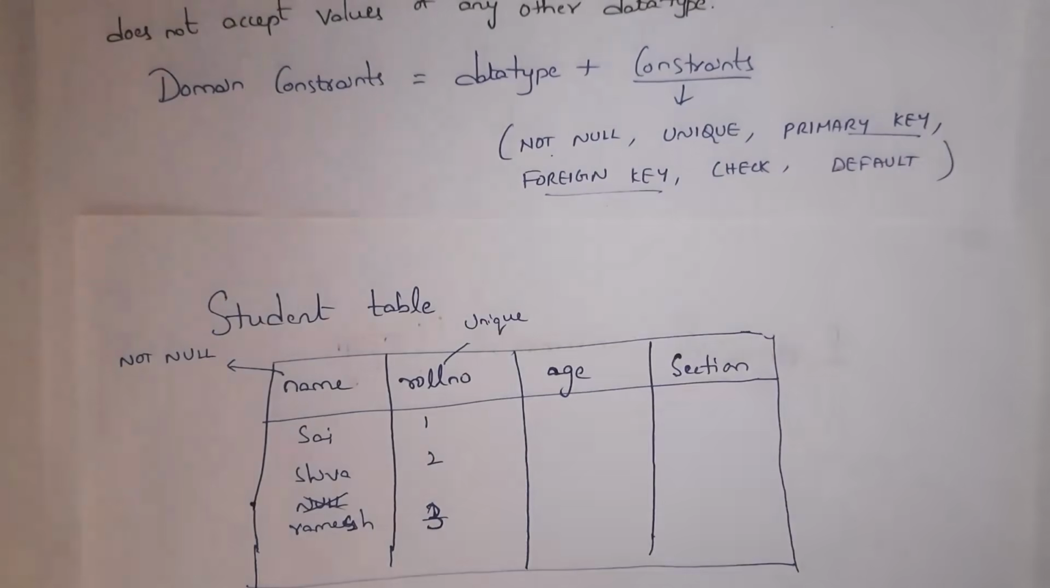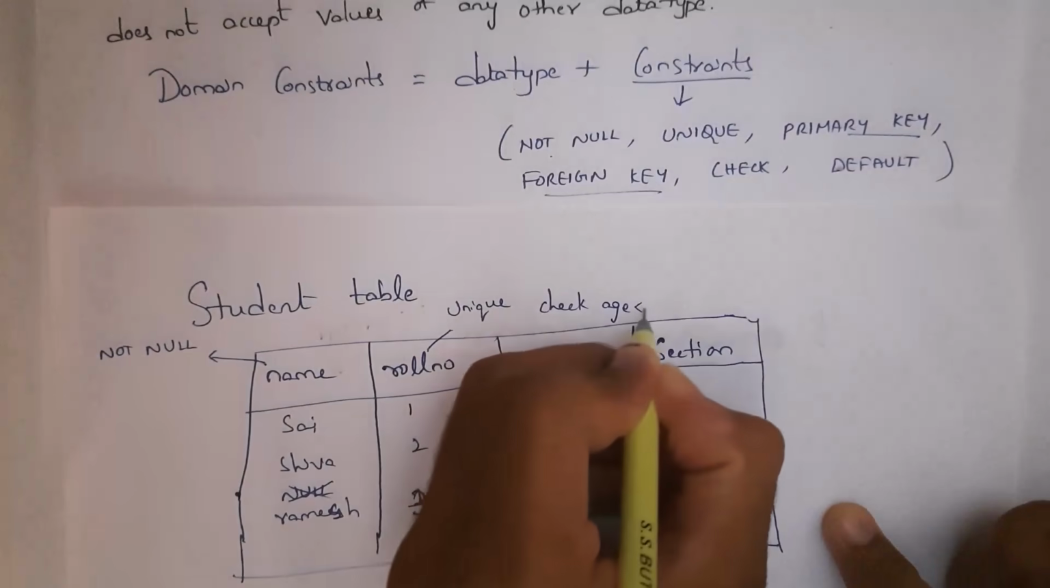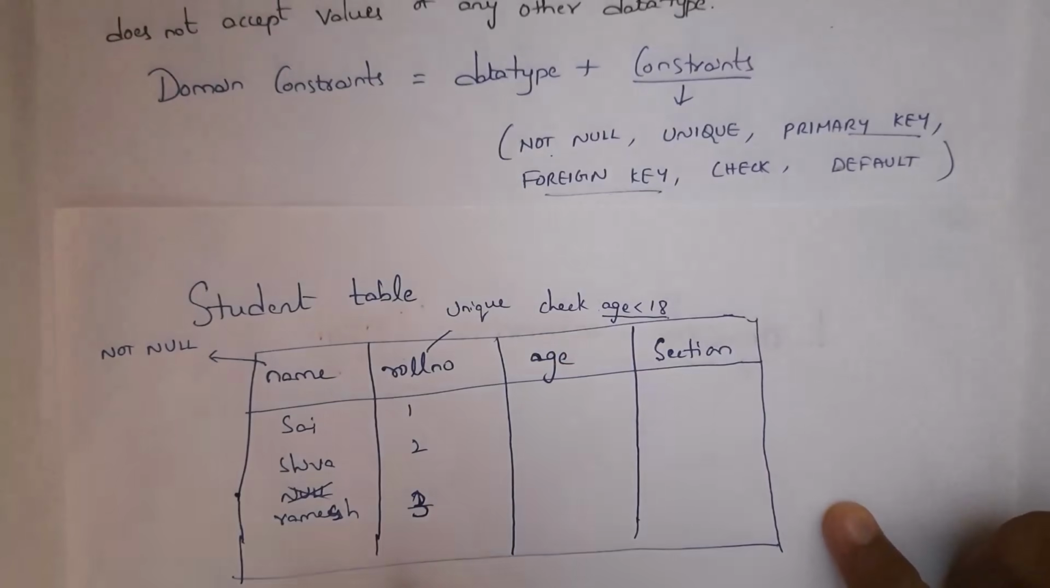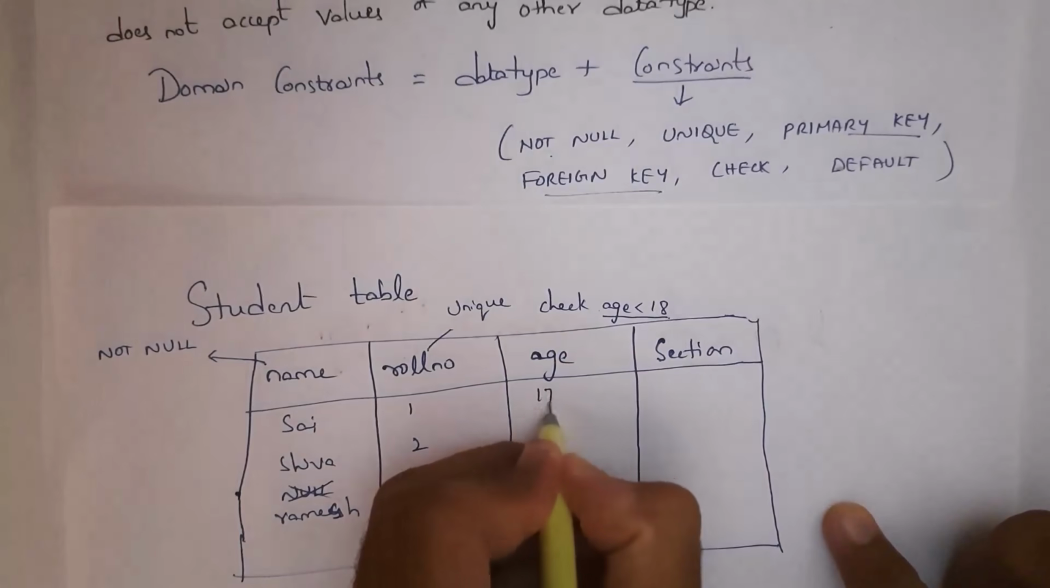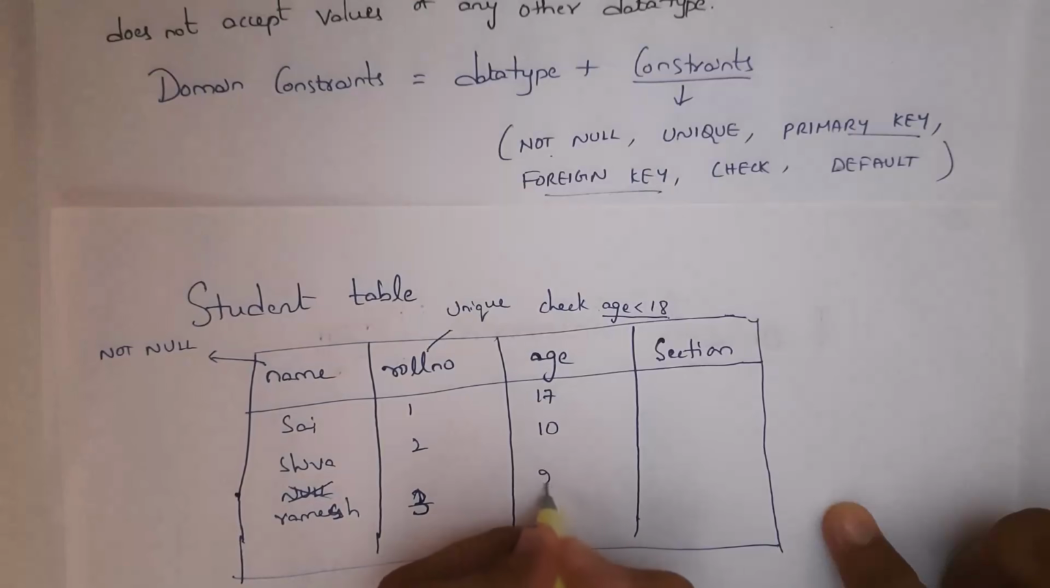Next one is check constraint. For example, for this age column I given condition, that is check age is less than 18. This is check condition. For example, for Sai I given age 17. It is accepted. For Shiva I given age 10. It is accepted.